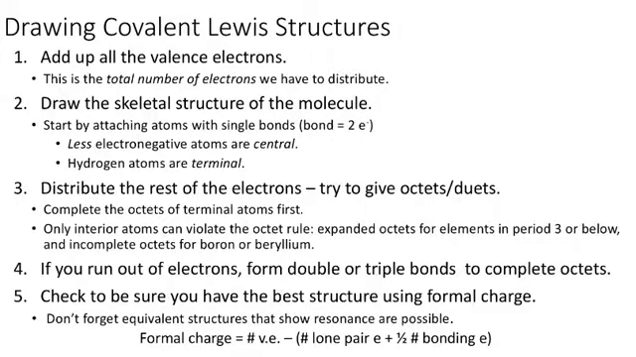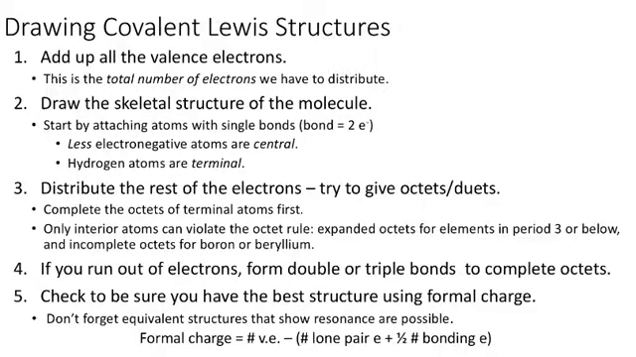Step 2, draw the skeletal structure. This includes identifying what goes in the center of the structure, which will be the least electronegative atom. Reminder that hydrogen can never go in the center, it's terminal. And once you've identified and drawn the skeletal structure, it involves connecting each atom with a single bond.